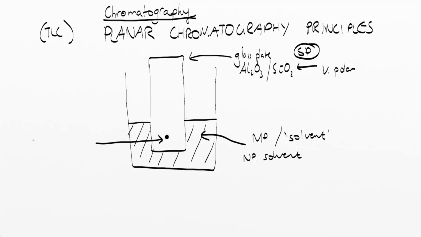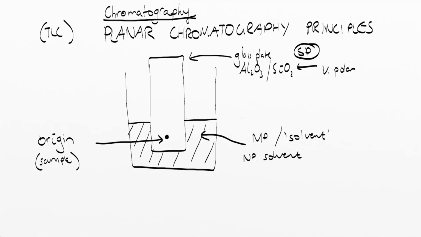So the dot where we place the substance that we're analyzing, or the sample, is going to be known as the origin. Okay, so the origin is going to be where we place the sample of chemical. So this is where the sample that contains all the components are.